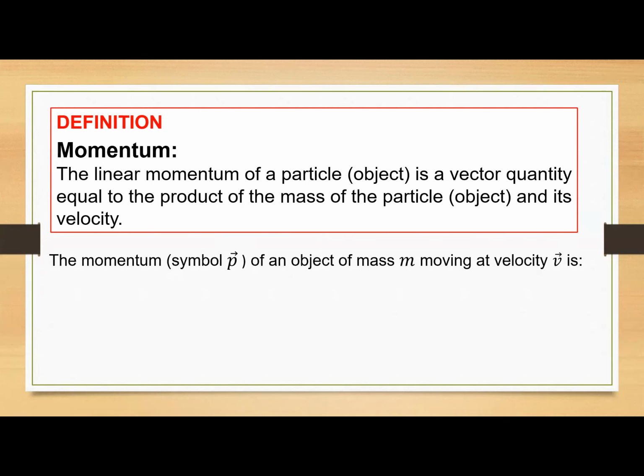So the momentum of an object of mass m moving at velocity v is, and at this point, you already know, p is equal to m times v. If p is equal to m times v, and m is mass in kilograms and v is the velocity in meters per second, what is the SI unit for momentum? The SI unit is just kilogram meter per second.